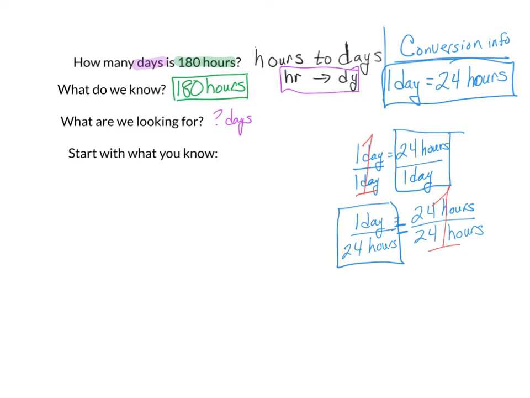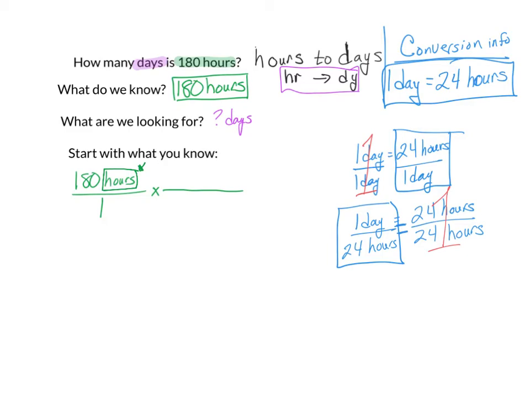To decide which fraction we're going to use, we need to start with what we already know. In this case, we know that there are 180 hours to start with. Now, we write that over 1 to make it into a fraction. Next, we're going to notice that we have hours on top. We need those units to cancel, and this is where your fraction math will help you.